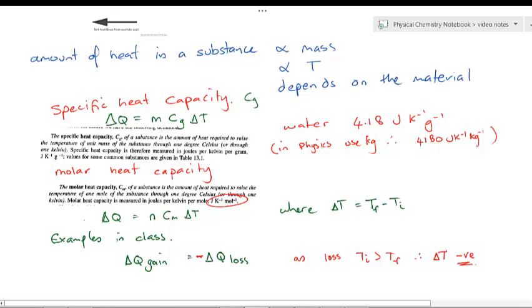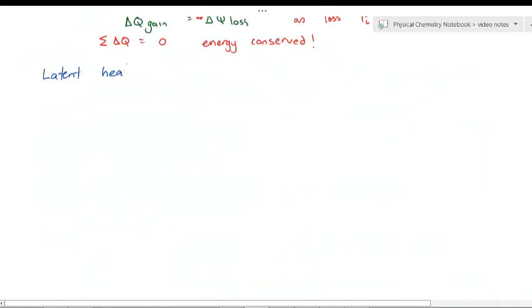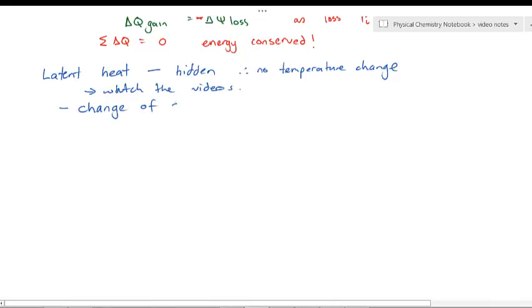Alternatively, you can think about it as the sum of the heat. So the change in heat is zero, which is another expression of the conservation of energy law. The last concept in the chapter was latent heat, which is hidden energy. And this is basically when there is no temperature change at all. The best way is to watch the videos that are posted on the Schoology site, which give a very good example of no temperature change when it goes through this latent heat transition. And the key is that it's a phase transition, so it's a change of state.